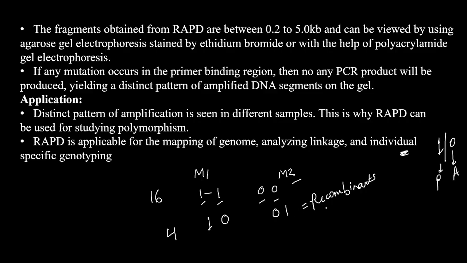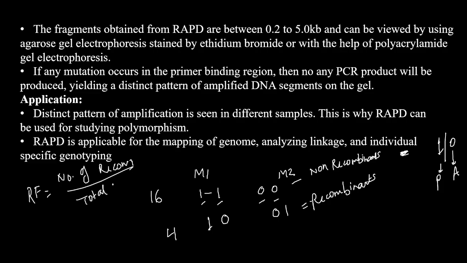For marker 1 and 2, these are the recombinants, because in one it is present, another it is absent. In this case, these are non-recombinant. So can you calculate the recombination frequency? Recombination frequency is basically the number of recombinants and total number of offspring.